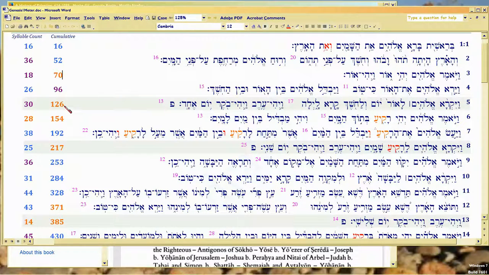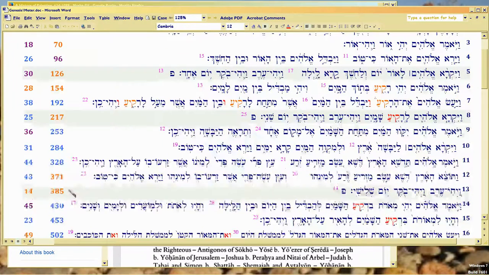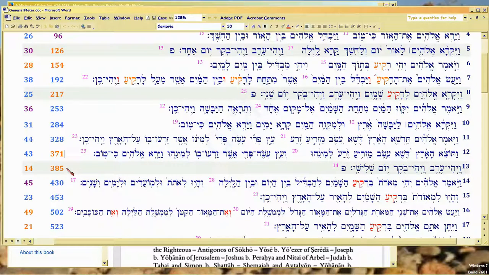See, he's got a little intercalation there. I don't know what it's for. Okay? That's the second day, rather. Then he's got another 70. I don't know why he's doing it there. Okay, here's the third day. There's another intercalation there. I don't know what it's for. I'm going to find out, though.